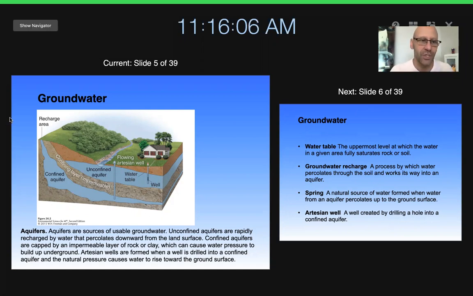So I want to introduce you to this concept of a recharge area. You see this word right here, recharge? The word recharge, that's where the well or the groundwater, the aquifer, fills back up.